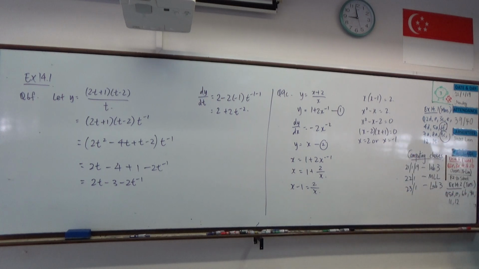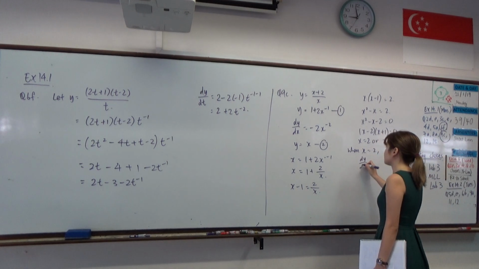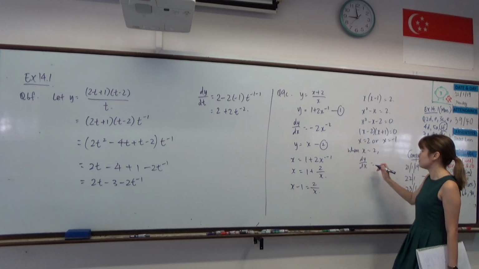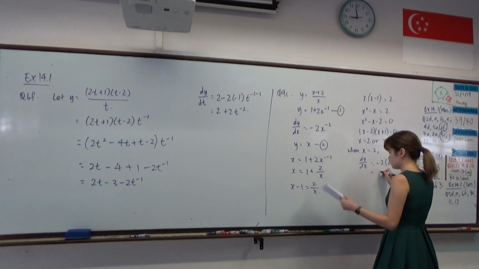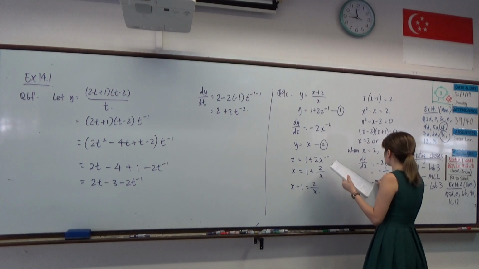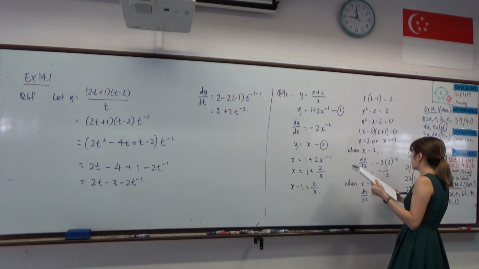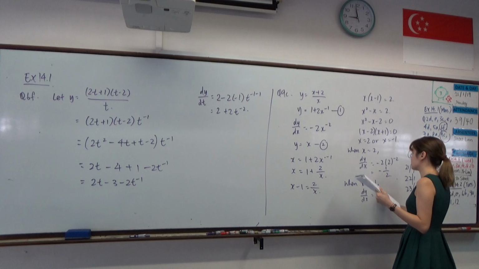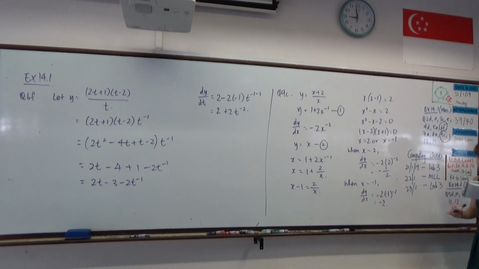Then we will get 2 points, x equals 2 or x equals -1. At the respective points, we will find the gradient using our derivative over here. So our gradients will be -1/2 and -2.